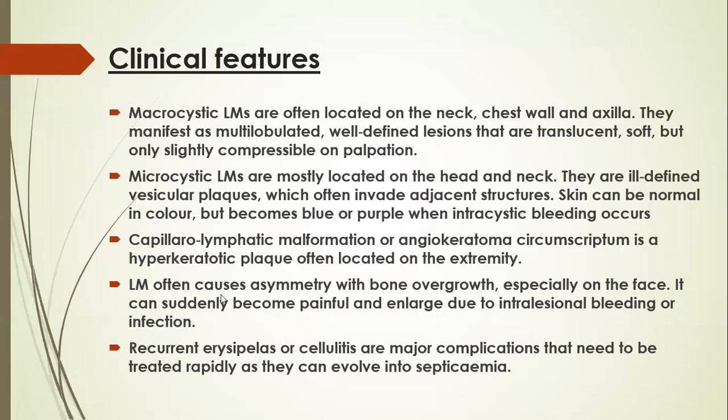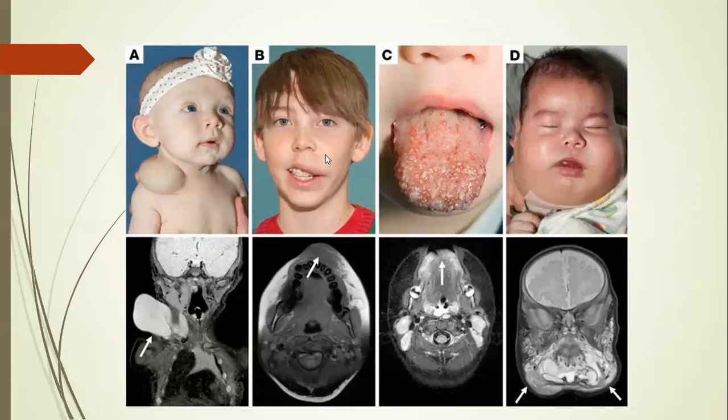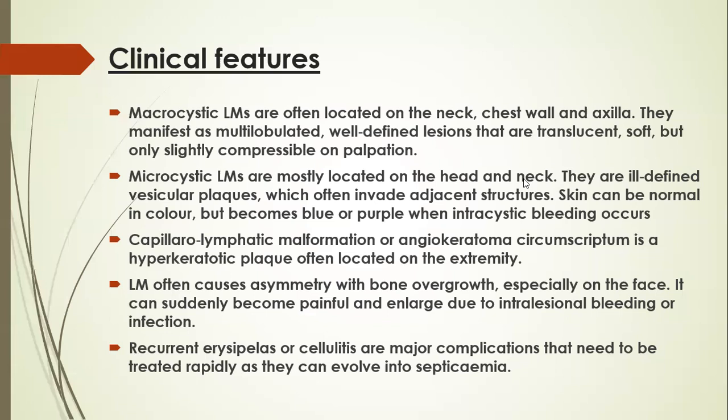The capillary-lymphatic malformation, or angiokeratoma circumscriptum, is a hyperkeratotic plaque with small keratotic blood vessels located on the extremity. Lymphatic malformations often cause asymmetry with bone overgrowth, especially on the face. You can see this bone overgrowth as well as the lymphatic swelling.